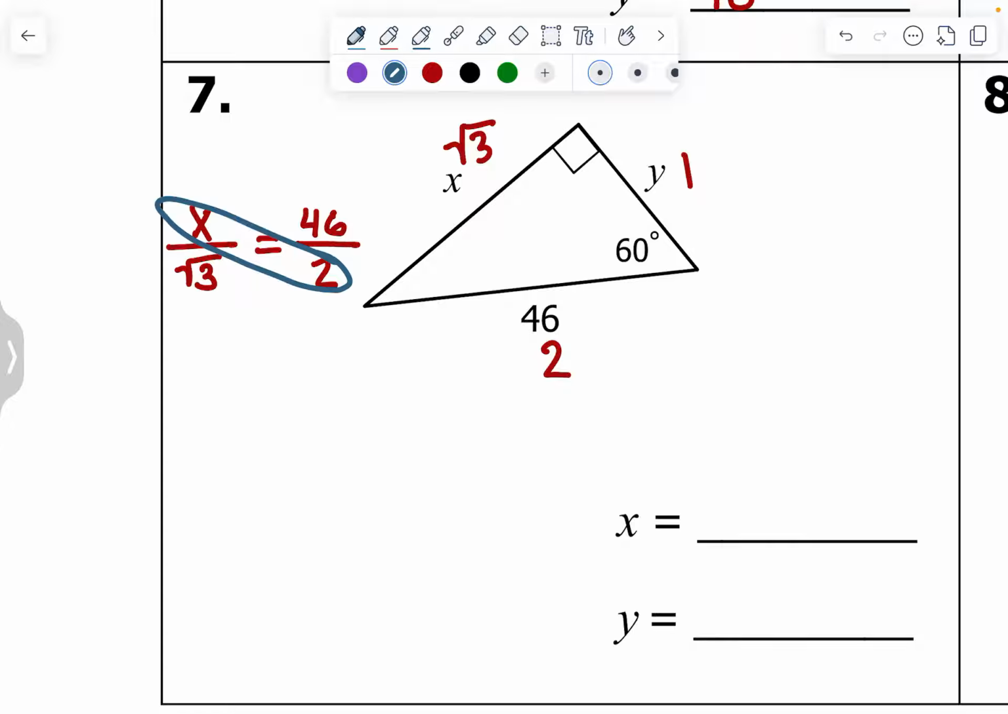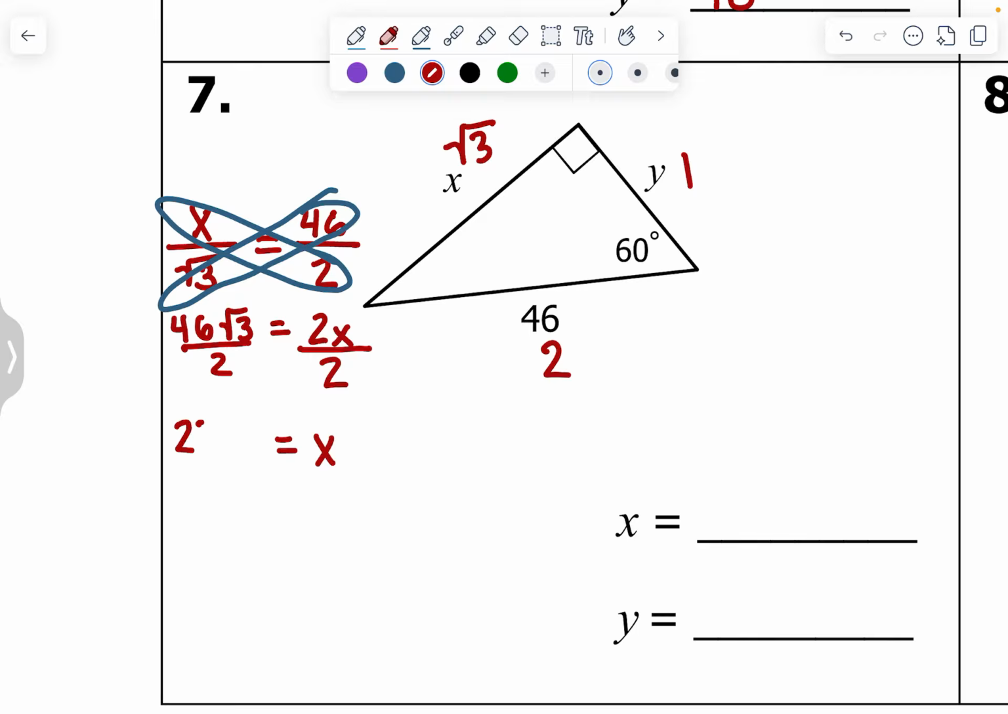We must cross multiply in order to solve. X times 2 is 2x. And 46 times radical 3 is 46 radical 3. X is not by itself. We have 2x, so we have to divide by 2 on both sides. And we get that x equals 23 radical 3.